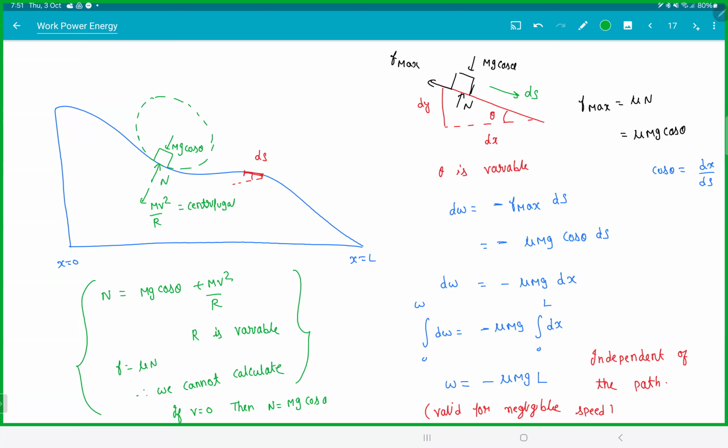Next one. Any doubts on this? It's a good one. Hope everyone is clear why you can't have speed, the centrifugal force. Next one. This is how they'll frame questions.